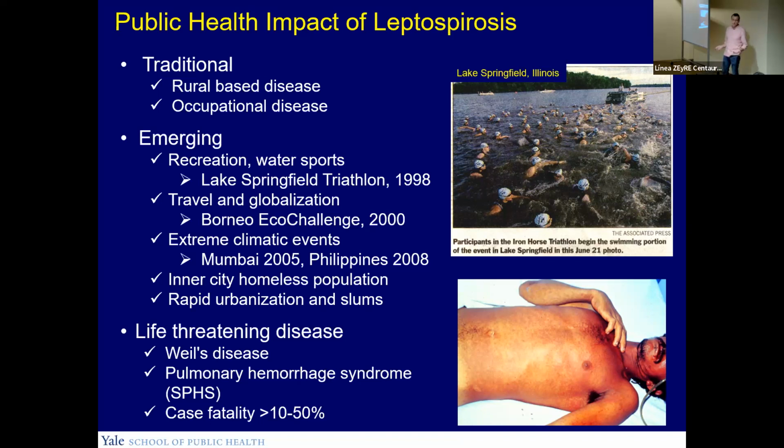It is a life-threatening disease. The most common form is Weil's syndrome, where you have acute failure of the kidneys and liver, and jaundice, and the patient becomes completely yellow or orangey. More recently, you've seen a lot of cases of pulmonary hemorrhage syndrome, where people are literally breathing in their blood. The fatality can go from 20% to 50%. Pulmonary hemorrhage syndrome has almost 50 to 60% fatality when you get to that point.